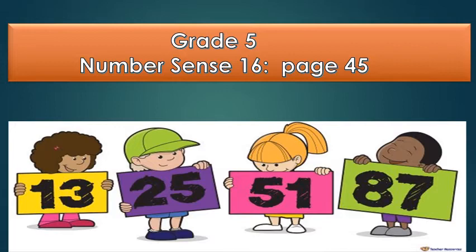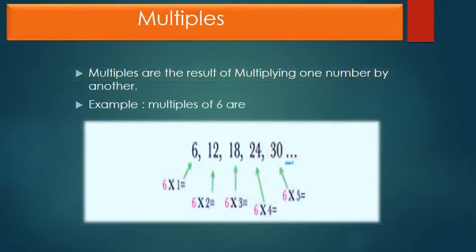Our focus today is on number sense 16, page number 45, and we are addressing a few mathematical concepts. So the first concept we are looking at today is the concept of multiples. Multiples are the result of multiplying one number by another number. For example, the multiples of 6 are 6, 12, 18, 24, 30, and so on.